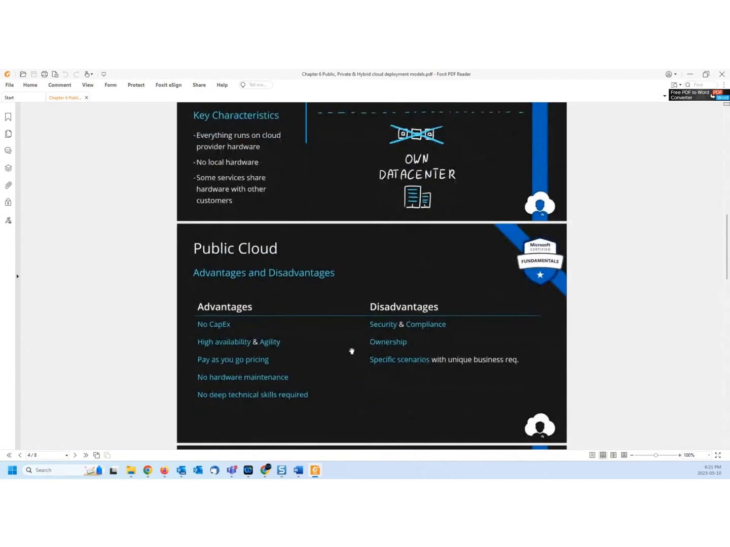The public cloud has some advantages and disadvantages. Obviously, the biggest disadvantage we all know is security and compliance. Our hardware, our compliance, our purchase belongs to us. We are the owners. We are taking the ownership of it.